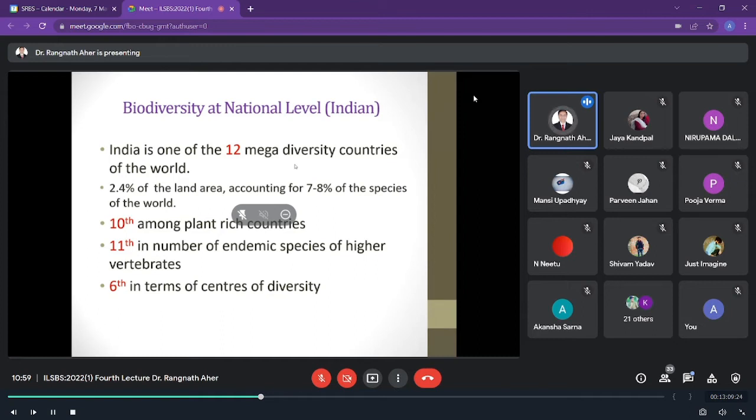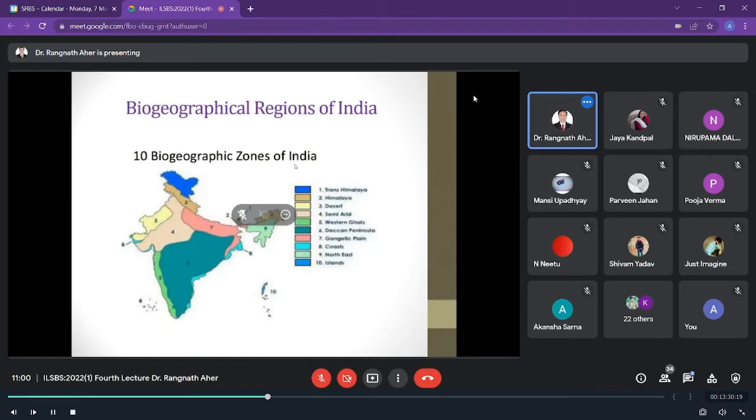India has 2.4% of the world's land area, accounting for 7 to 8% of the world's species, which makes it 10th among plant-rich countries. India is 11th in the number of endemic species of higher vertebrates, and 6th as a center of biodiversity. I think this is great.